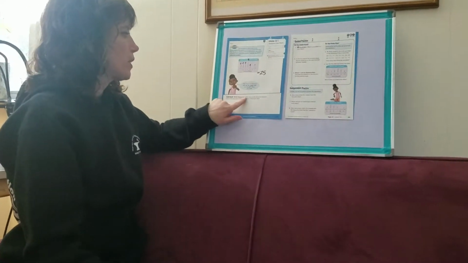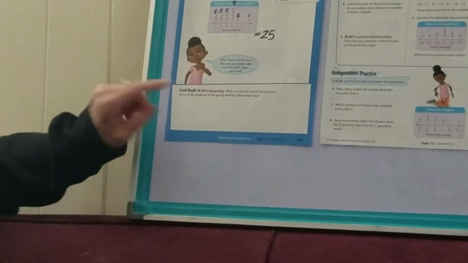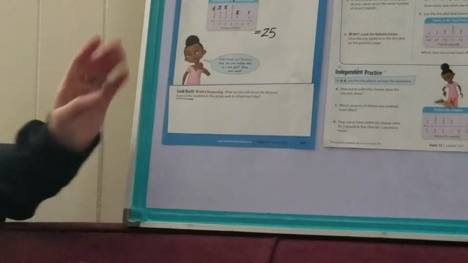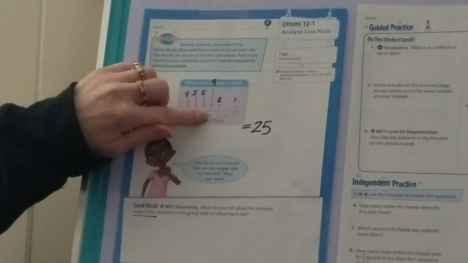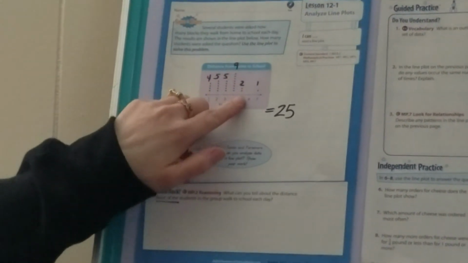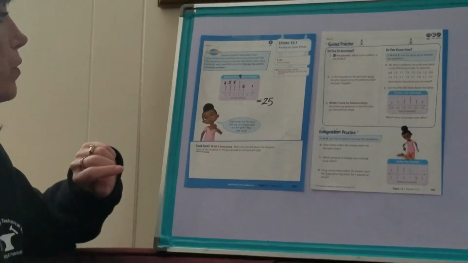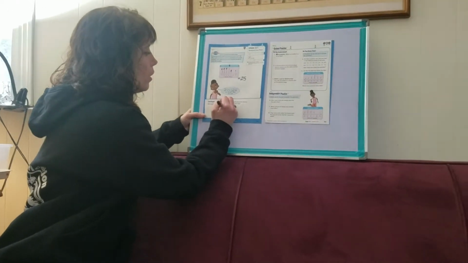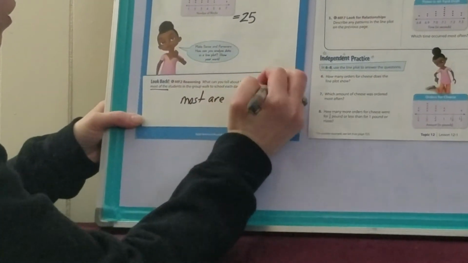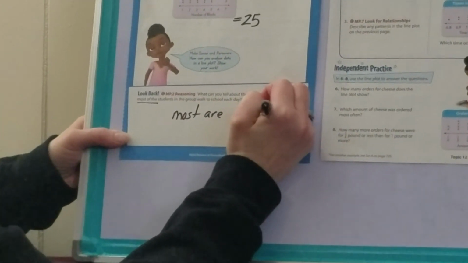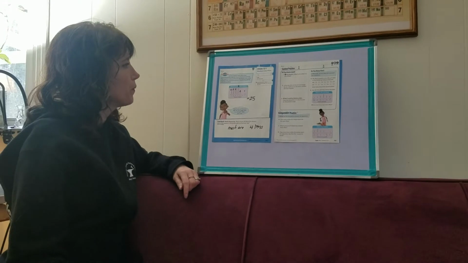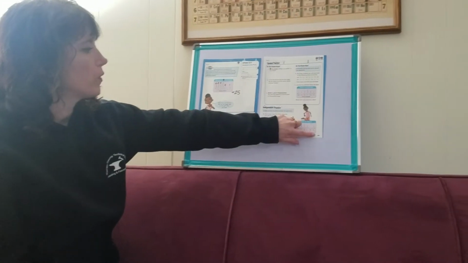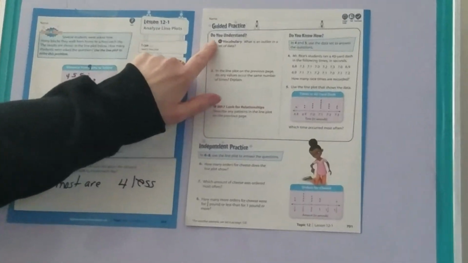So under look back it says, well, what can you tell about the distance most of the students in the group walked? So now we're asking you to judge the data, make an observation. So we could observe that, well, most of them are about 4 blocks away, or very few are more than 4. We could say most of them are 4 or less blocks away from school. Okay?